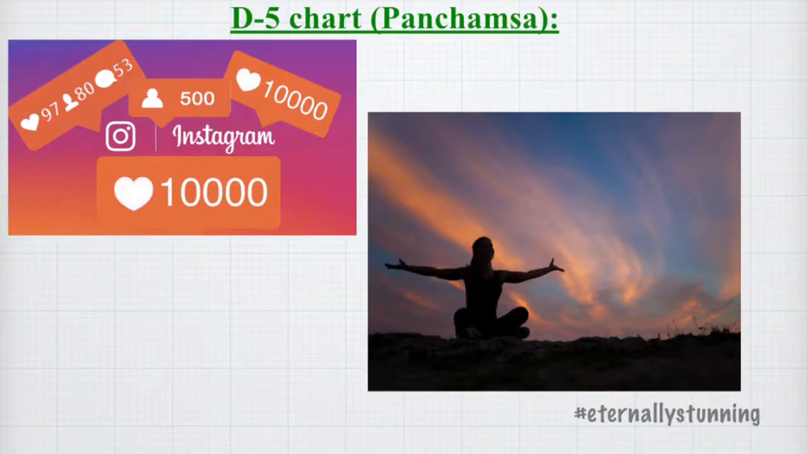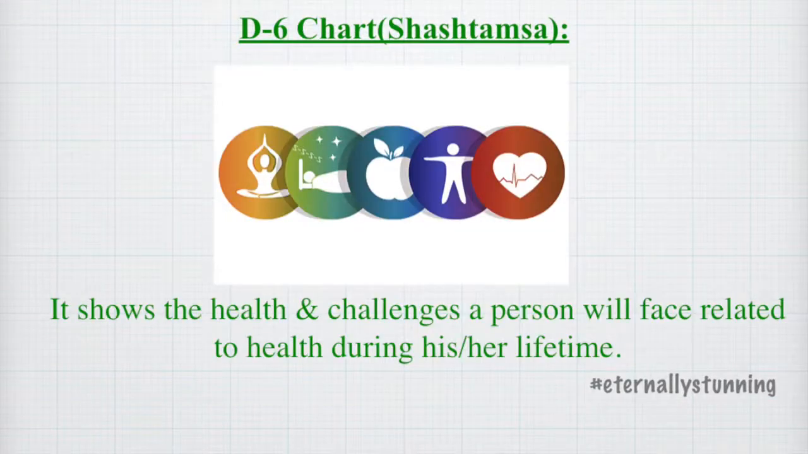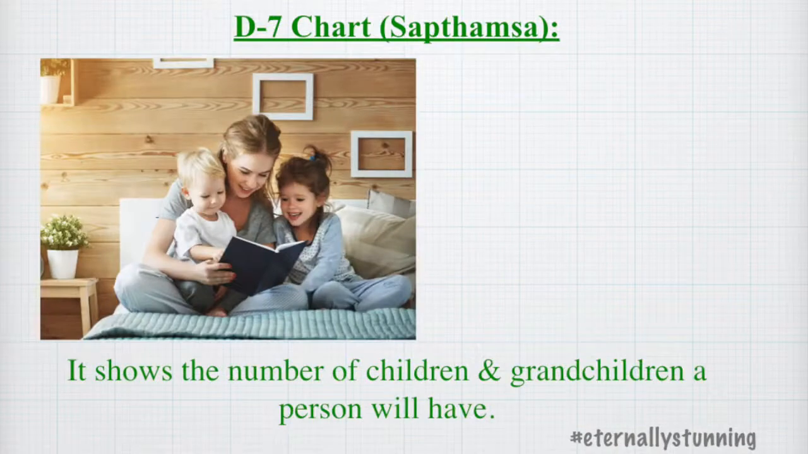D6 chart, Shashtamsha. This shows about the competitors, maternal relatives, and about the health, or any issues or diseases the native will be facing in his or her lifetime can also be seen from this chart. Okay, D7 chart, that is the Saptamsha chart. This chart is used to see the number of children a native will have.